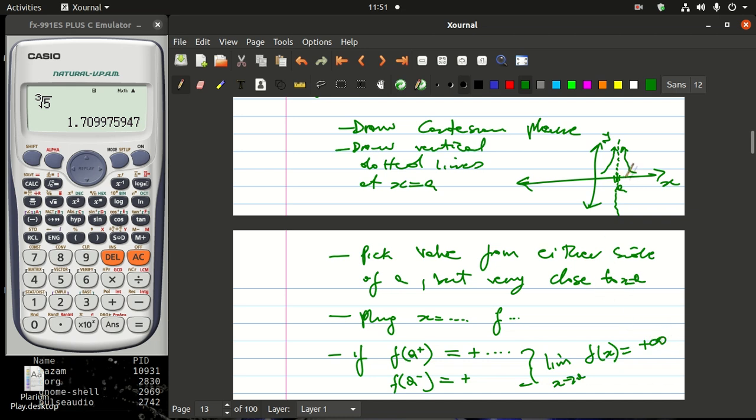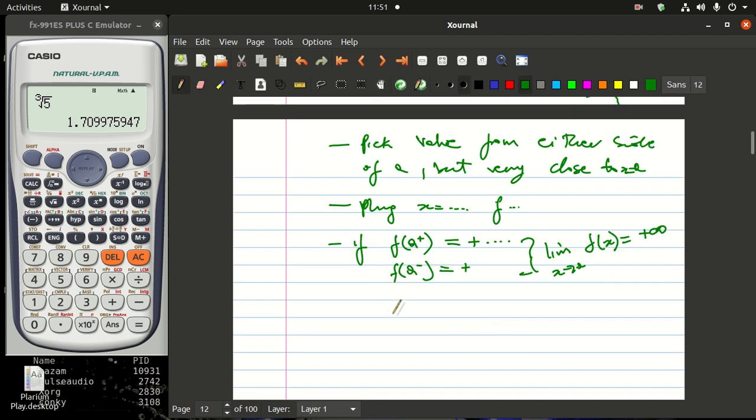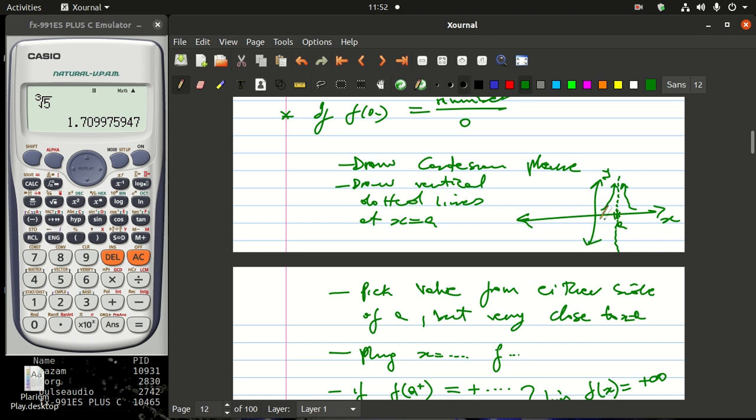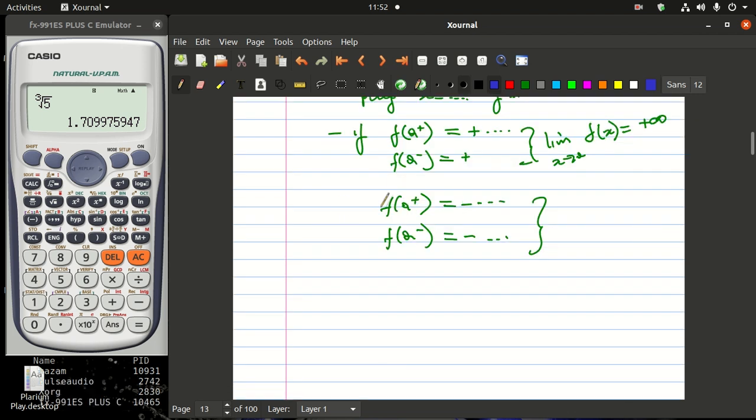But if when you are picking a value on the right, you get a negative value, and when you are picking a value on the left, you also get a negative value, then this is saying that on this side we are going that way, on this side we are going that way. And of course, our limit here, as x approaches a of f of x, is going to be equal to negative infinity.